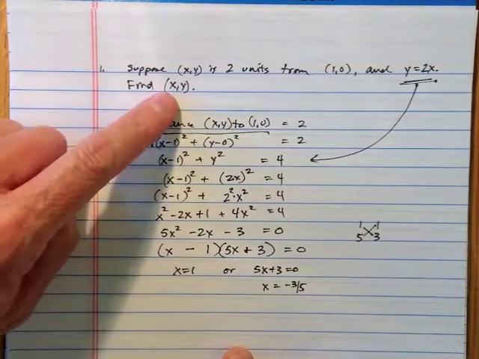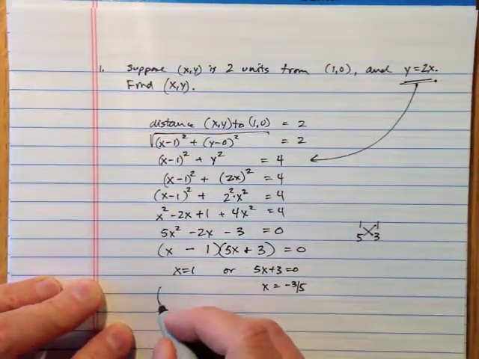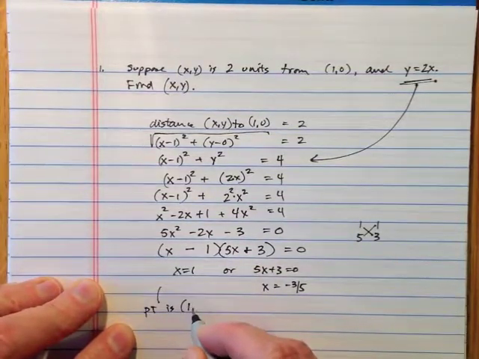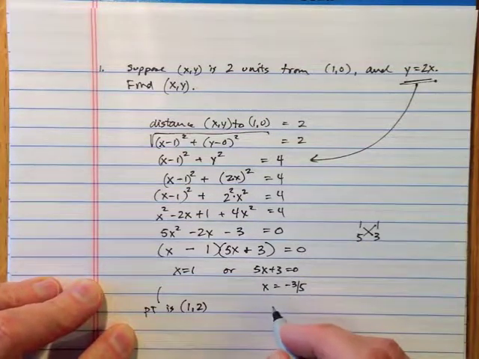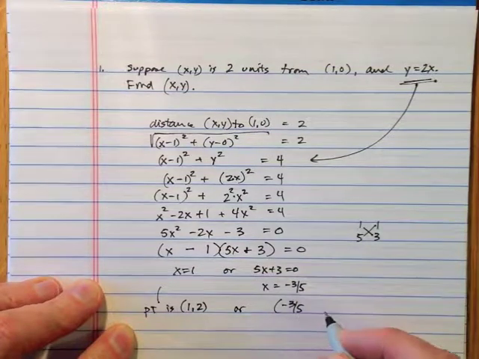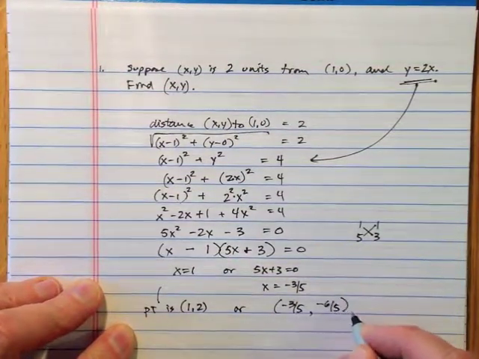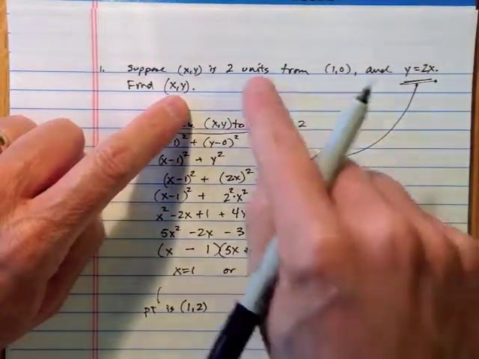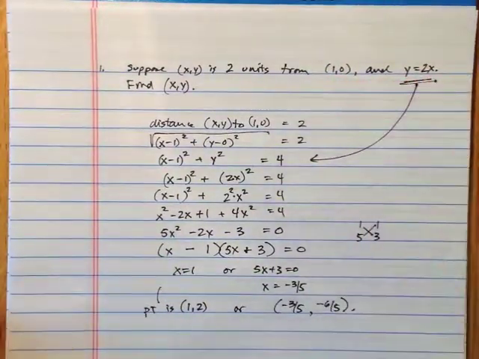Look carefully. They said find (x, y), find the point. So y is equal to 2x. So the point they're talking about here, when x is 1, is (1, 2), because y is 2x. But here when x is negative 3/5, it's negative 3/5, and if I double that, I get negative 6/5. Now we're done. In fact, there were 2 different points that satisfy these conditions. 2 points that are 2 units away from this point and satisfy that extra condition.